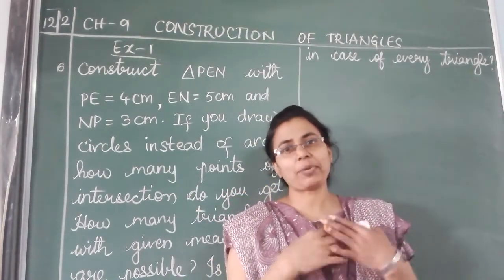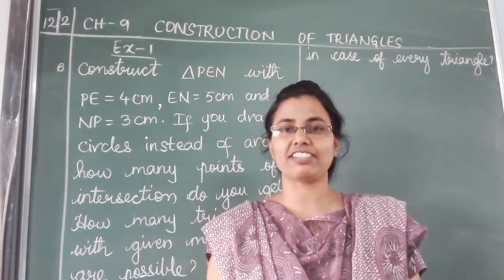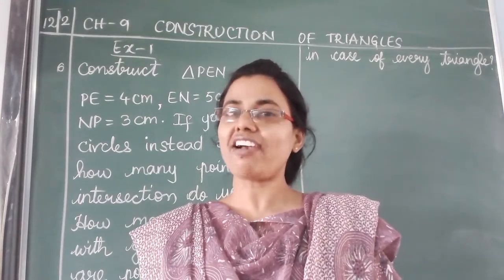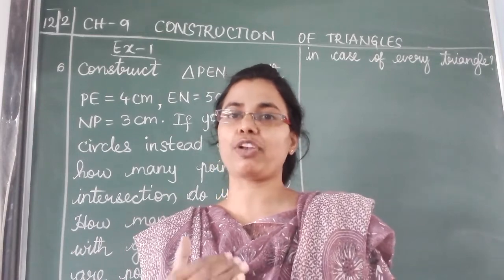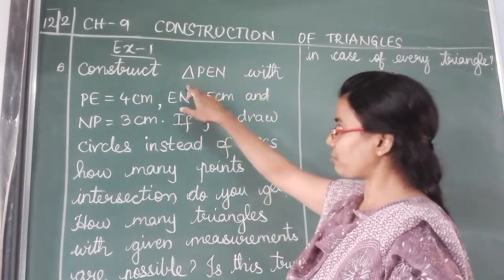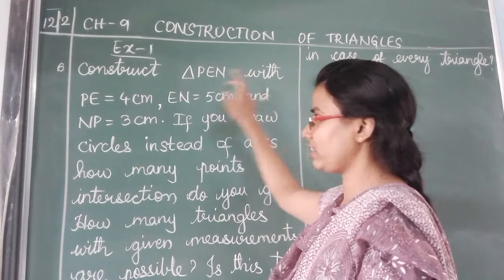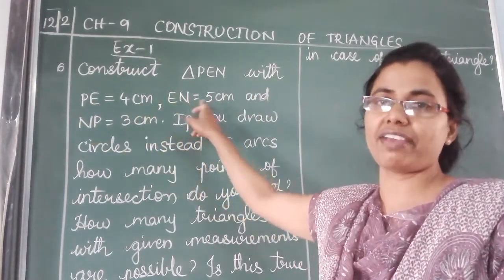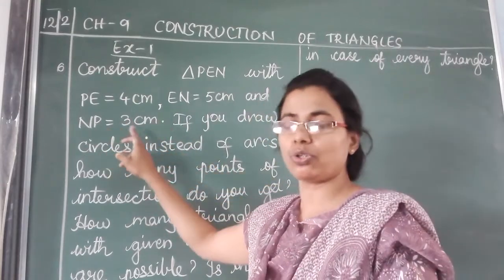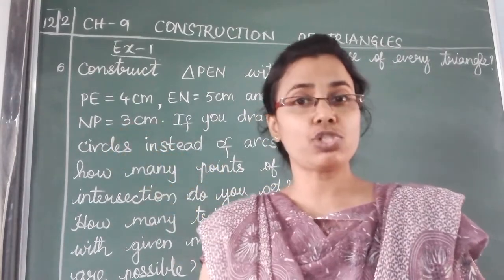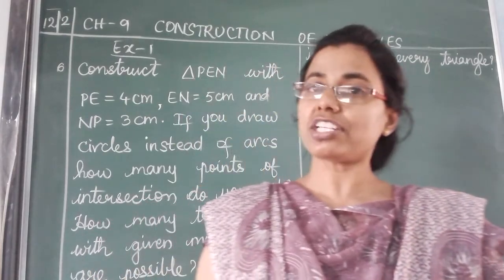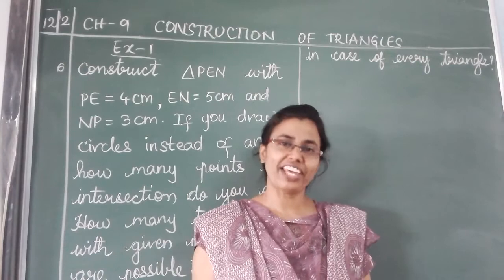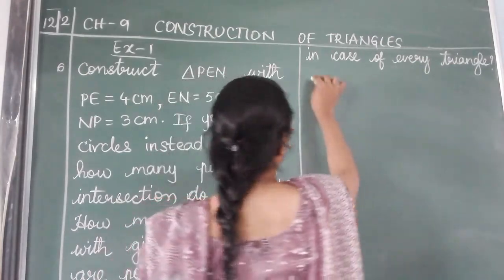The question appears to be very big, but if you break it into parts, it is easy to solve. Okay? So now let's read the first part of the question. Construct triangle PEN with PE is equal to 4 centimeters, EN is equal to 5 centimeters and NP is equal to 3 centimeters. So let's do the first part. What is the first step for our construction? Very good. So let's draw the rough figure.